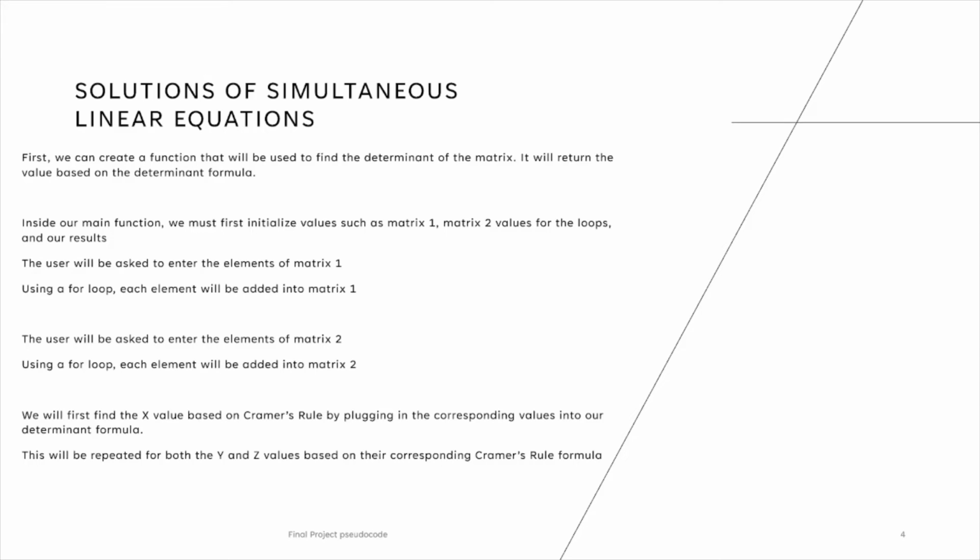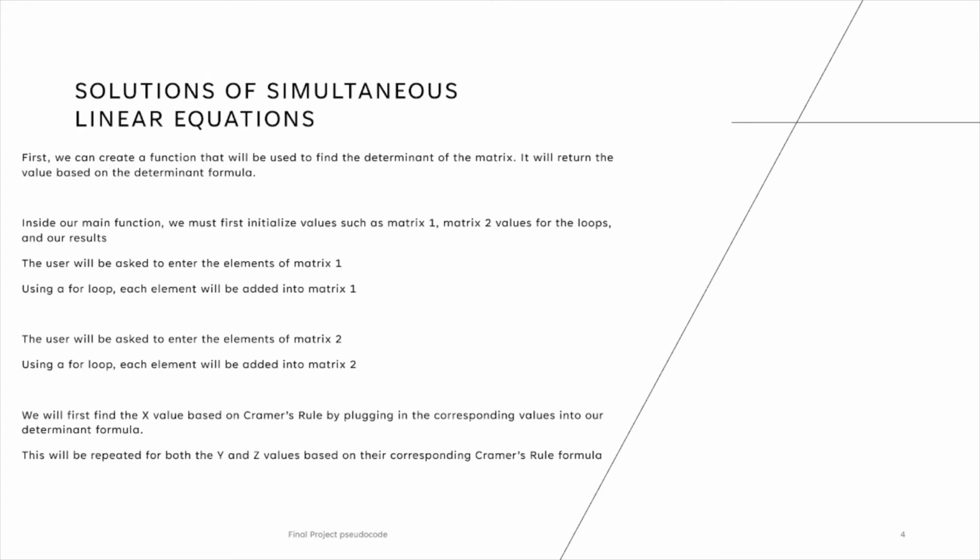The user will be asked to enter the elements of the first matrix, which is a 3x3 matrix. These are the three equations with unknown variables. Using a for loop, each element will be added into its corresponding spot in the matrix. The user will then be asked to enter the elements of the second matrix, which is a 1x3. These are the solutions to the three equations with unknown variables. Using a for loop, each element will be added into its corresponding spot in the matrix.